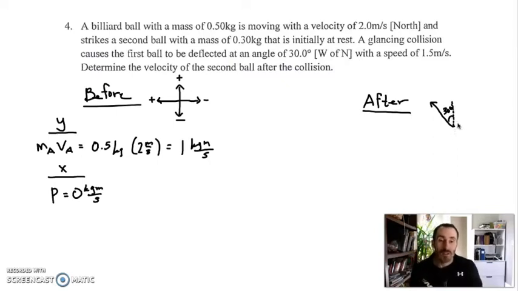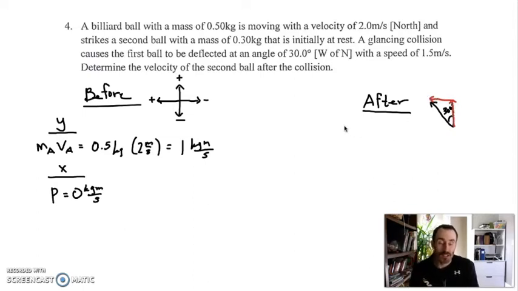Okay, so we have two components to that momentum. We have our y component, which is going to be northward. There's our y momentum. And we have our x momentum, which is going to be this way. Okay, so we need to calculate both of those components. When we're doing that, we're going to use cosine for the y component and sine for the x component.